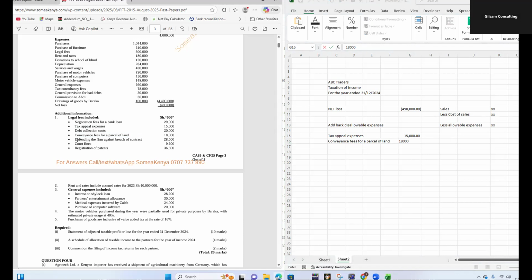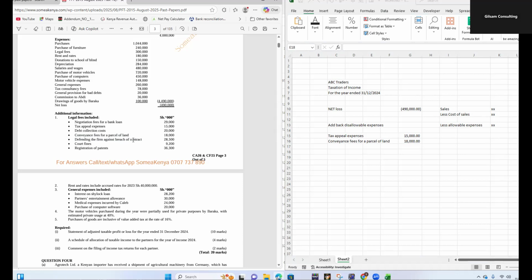Defending the firm against breach of contract. Maybe it was the contract for business, so that one we allow. Court fines, it's allowable. Defending the firm against breach of contract is allowable if it was a business contract, as the examiner is silent.